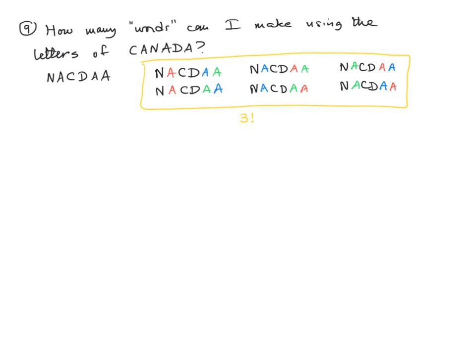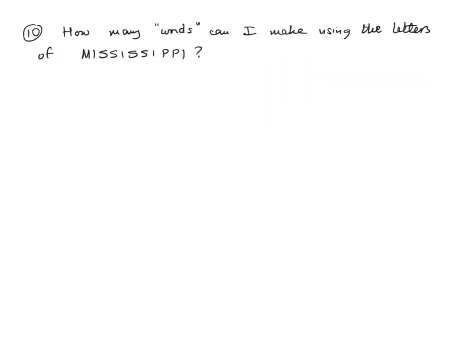So that means that I've overcounted by a factor of 3 factorial. So to calculate the actual number of words using the letters of Canada, I would first have 6 factorial because there are 6 letters, and then I know that I've overcounted, so there's 3 factorial overcounting calculations being done. So 6 factorial for all the letters divided by the 3 factorial because of the repeat A's, and when I simplify that, I get 120.